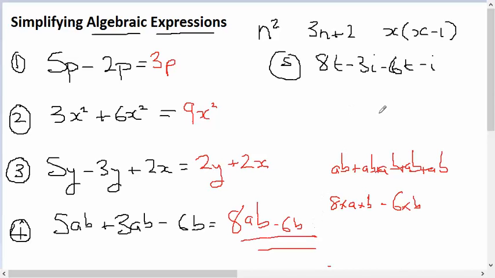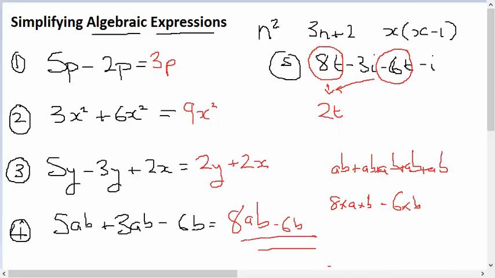Now, the last one's an interesting one. And I really want you to take note of how I go about doing this so that I don't make any mistakes. So what I'm going to do is look to see what I have in common first. What things can I simplify? So I've got an 8t here, and I'm going to circle this, and I've got a minus 6t. Notice how I circle the sign as well, not just the 6t, because I need to know that I'm taking away 6t. Okay? So I've got an 8t take away 6t. Which hopefully you'll realize is 2t.